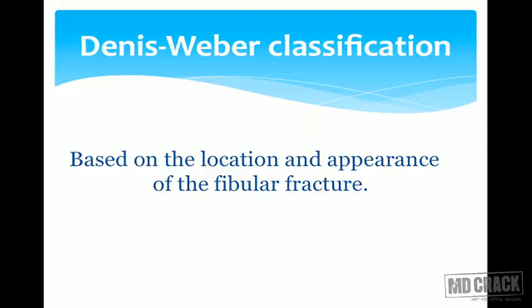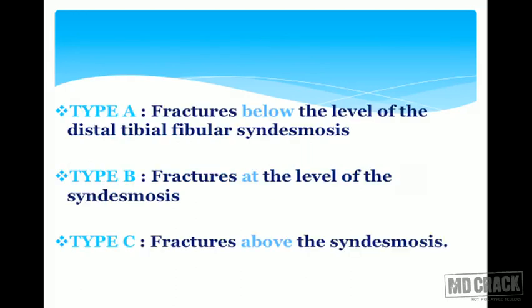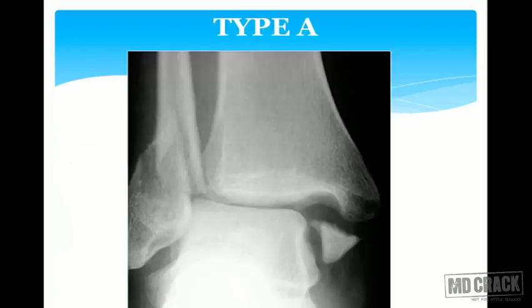The next classification which is important in ankle fractures is the Denis-Weber classification, which is based on the location and appearance of the fibular fracture. They are divided into type A, type B and type C. Type A is below the level of the distal tibiofibular syndesmosis, type B is at the level, and type C is above the level of the syndesmosis.